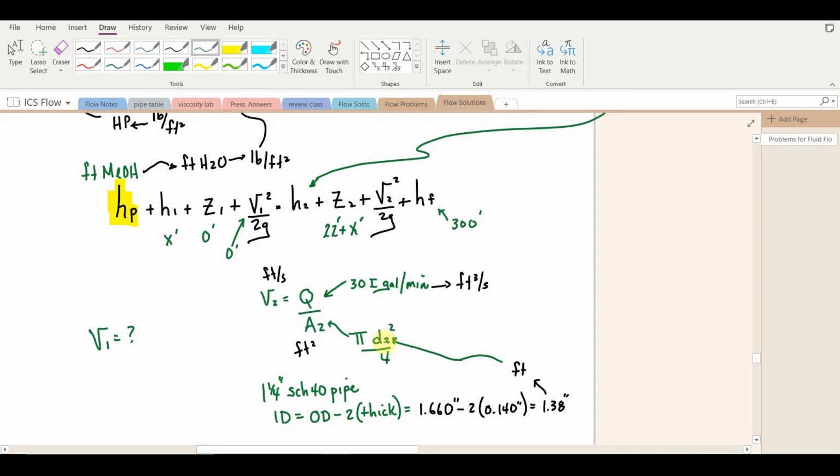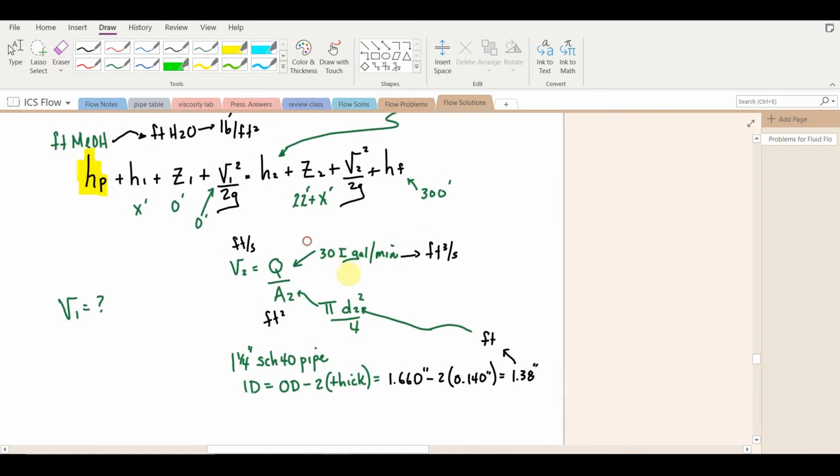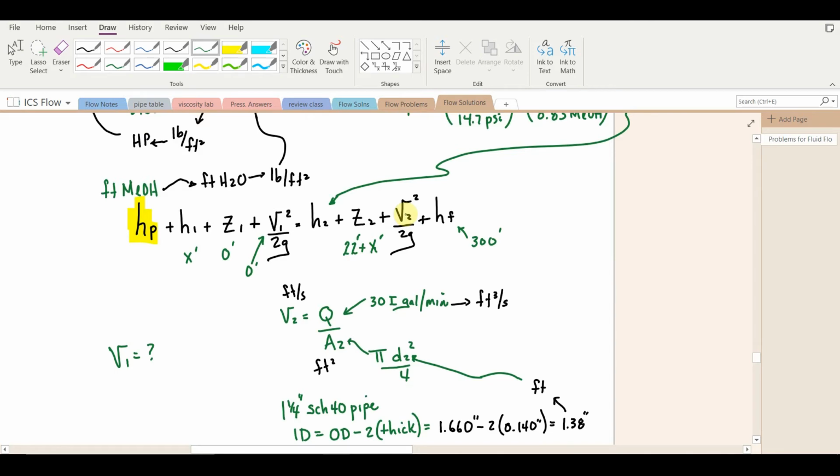We need that in feet, but we've got to work all the way back from our 1¼ inch schedule 40 steel pipe. We go to the pipe tables and find that the internal diameter is the outside diameter minus 2 wall thicknesses. And I worked this one out for you. 1.660 is the outside diameter, minus 2 wall thicknesses is 1.38 inches is the internal diameter. You convert that to feet, then get the area, which will be square feet, divided into the flow rate in cubic feet, and you'll have a velocity term in feet per second, which you're going to put in here and calculate the kinetic energy term.